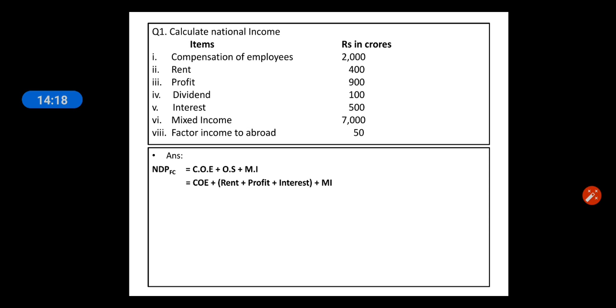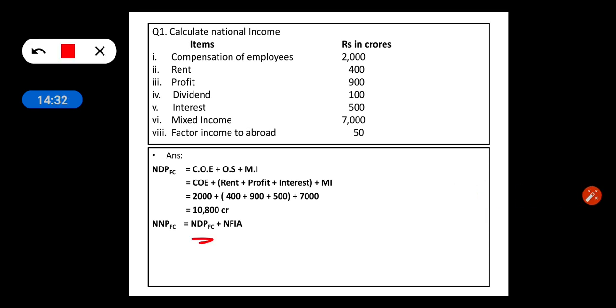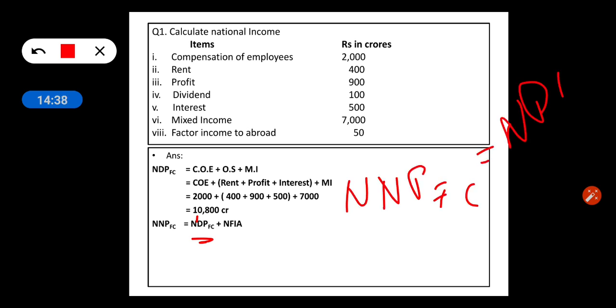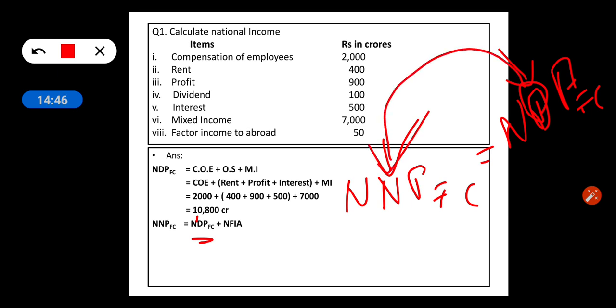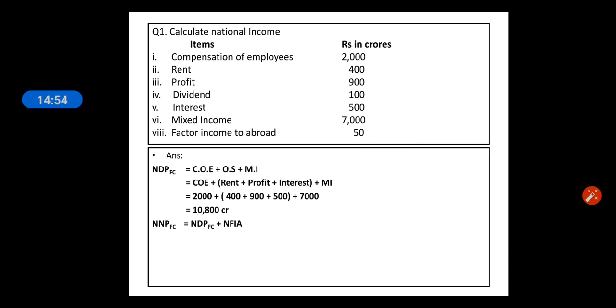So rent plus profit plus interest, and we have MI equal to 10,800. So this is domestic income. Now let's find our national income. This is domestic, and this is national. To convert from domestic to national, we add NFIA. So if we add NFIA to your NDP at FC, we get NNP at FC or national income.